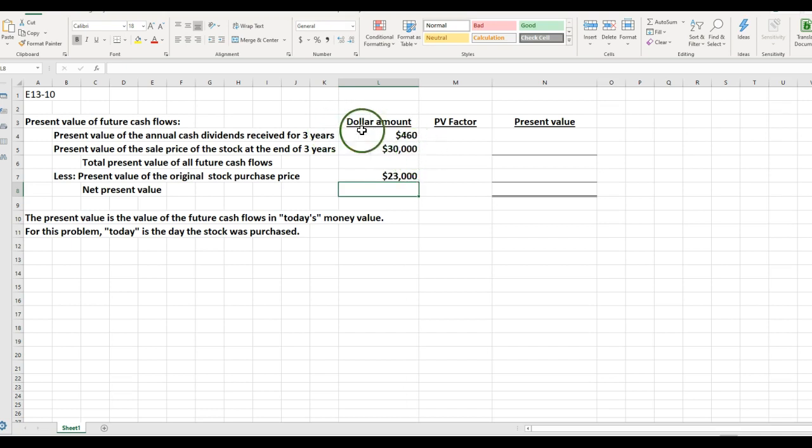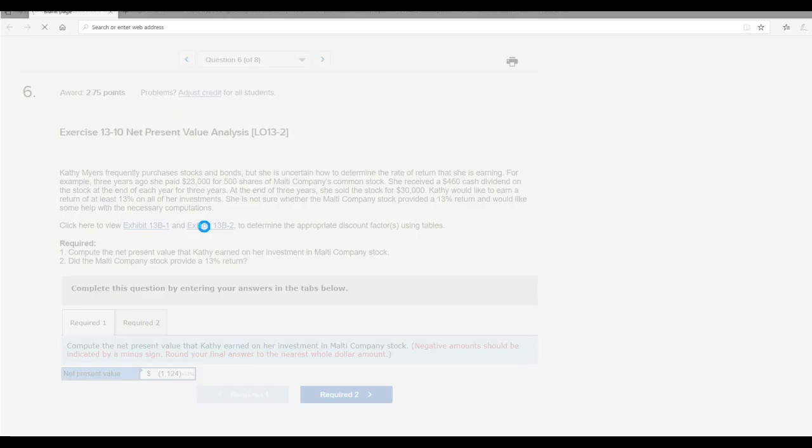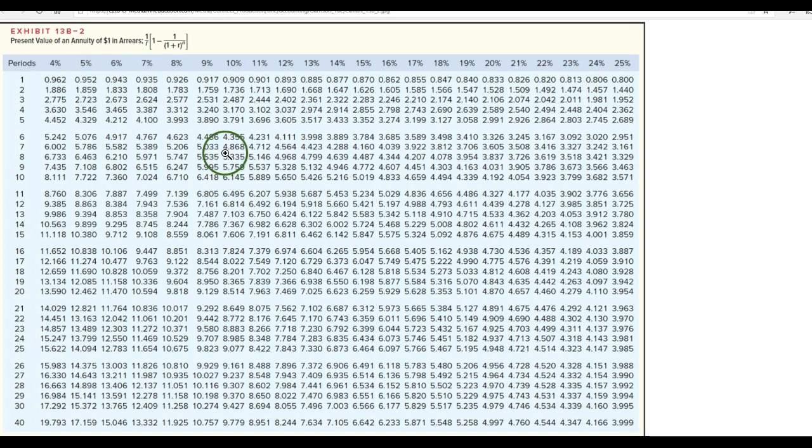So to find the present value of an annual cash inflow, I just happen to know it's in table 13B2. Let's click here, and so this pops up. This is the present value of an annuity of $1 in arrears. Arrears means you received it at the end of the year, which the problem told us that she did. An annuity is an equal dollar amount every period or every year. So what we're going to do is look up the percent we're working with, 13%, and go down to 3 periods, 3 years.